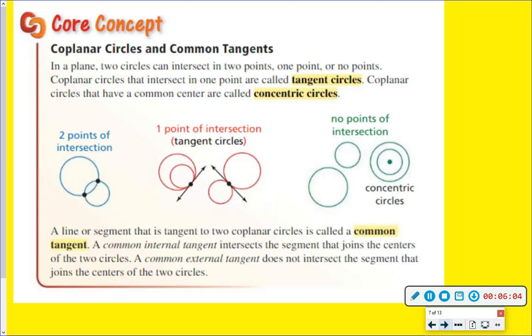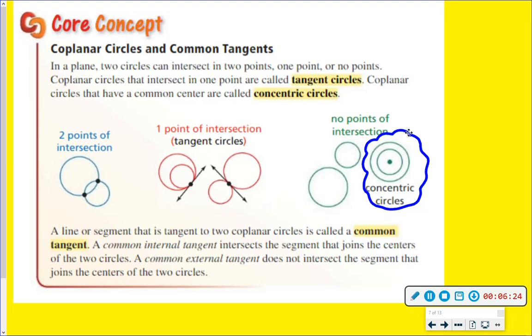Coplanar circles that intersect in 1 point are called tangent circles. Remember, you intersect in 1 point, it's tangent. Coplanar circles that have a common center are called concentric circles. So you can see the picture over here on the very right-hand side. This is our concentric circles. They have the same center, just different size circles.